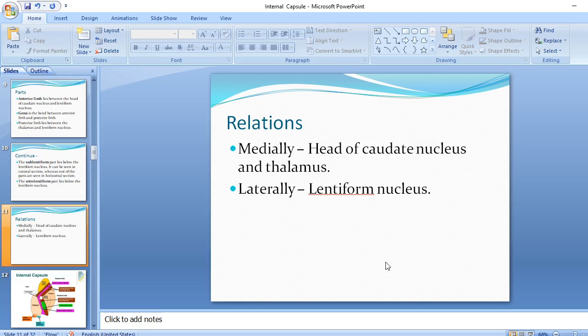Relations of the internal capsule are: medially, it is related with the caudate nucleus and thalamus, and laterally, it is related with the lentiform nucleus. So, laterally lentiform. That way you can remember it.